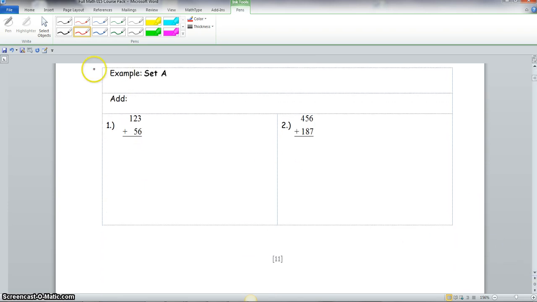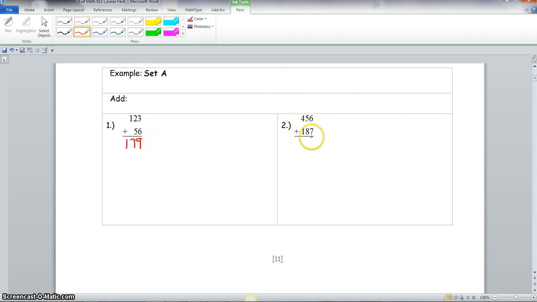Now let's try out a couple problems. We want to add here. Now we have our ones place lined up. 3 plus 6 is 9. 2 plus 5 is 7. Then we bring down our 1. So our answer here is 179.